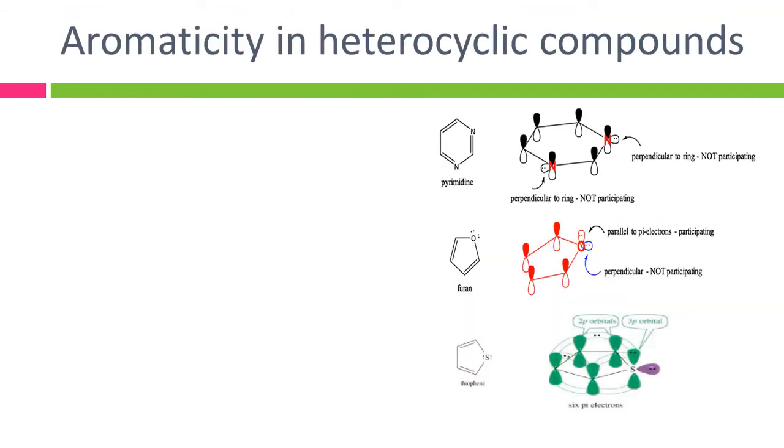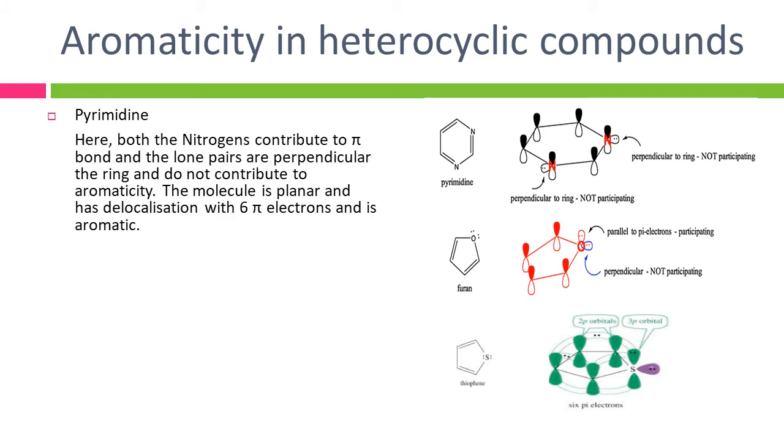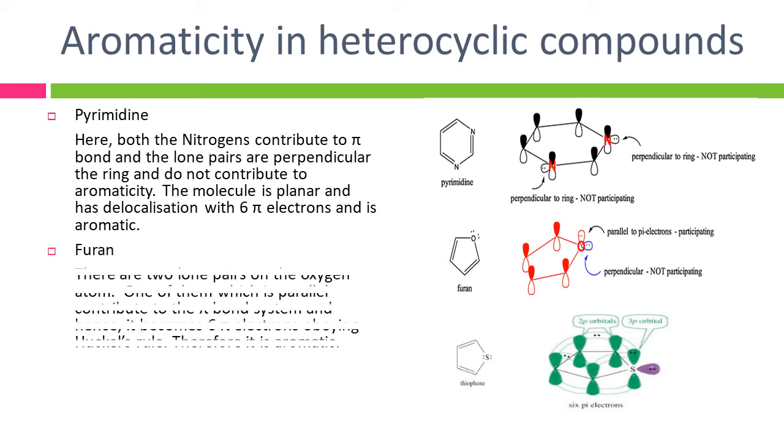Let us see aromaticity in other heterocyclic compounds. In pyrimidine, we have 2 nitrogen atoms. Both the nitrogens contribute to the pi bond, and the lone pairs are perpendicular to the ring and do not contribute to aromaticity. The molecule is planar and has delocalization with 6 pi electrons, and it is aromatic.